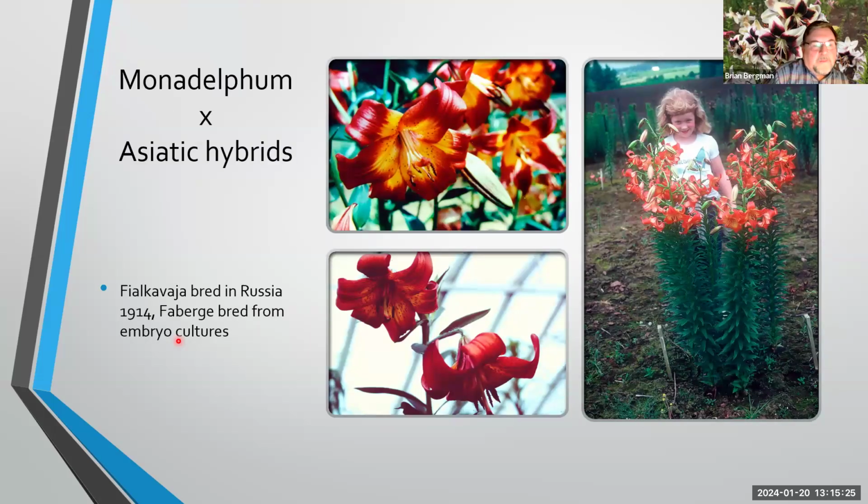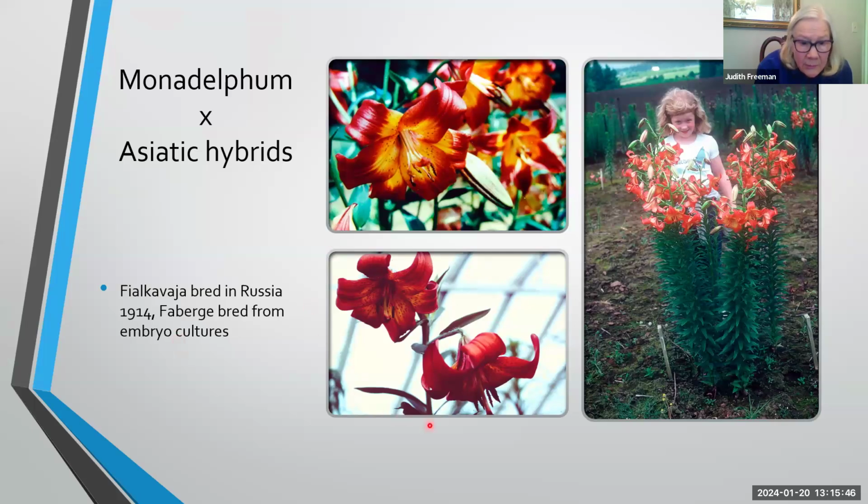Okay, this is Fialkovaya. This is purely monadelphum, so it doesn't have any candidum. Fialkovaya was bred in Russia, and it's crossed with a bulbiferum, or a bulbiferum hybrid. And this picture below shows the close-up of the first generation. You see right away you've got both the parents represented. You see the form, and if you smelled it, it smells just like monadelphum.